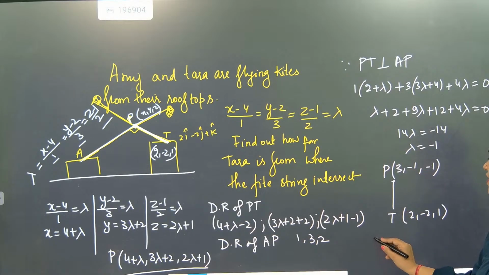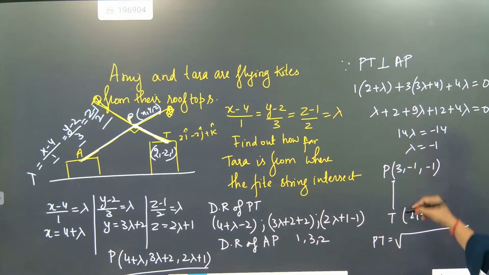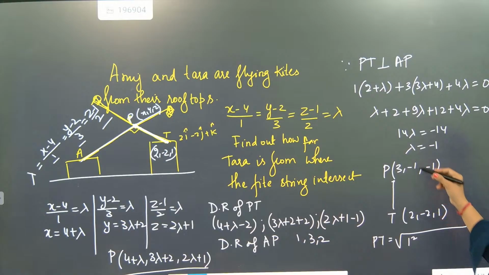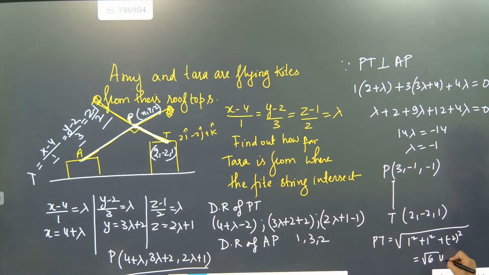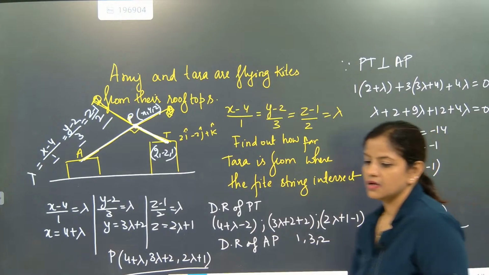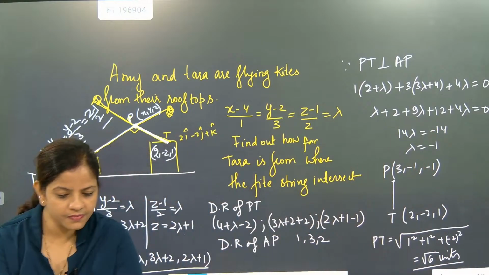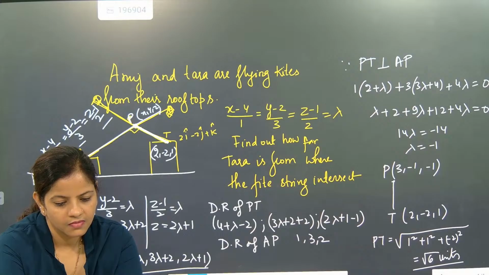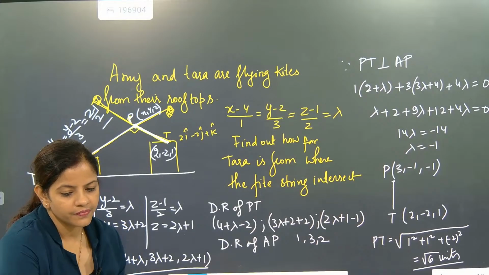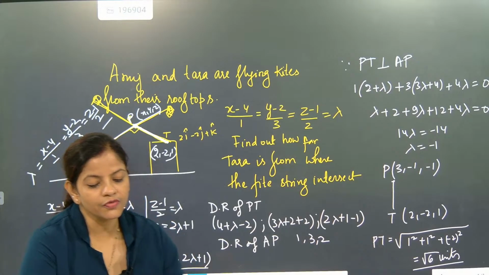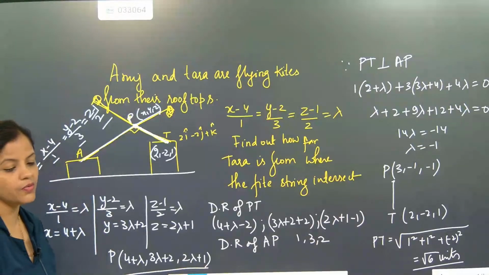So how are we going to find the distance? PT equals root of (3 - 2) squared, that is 1 squared, plus (-1 + 2) squared, that is 1 squared, plus (-1 - 1) squared, that is (-2) squared. So it is coming root 6 units. I hope you have understood, beta. This is exactly how to solve the question, this is the way we can solve such questions.